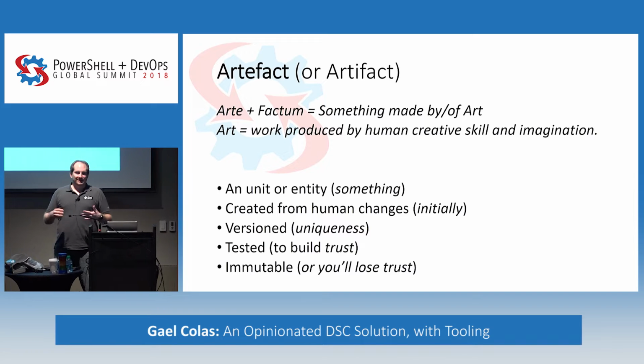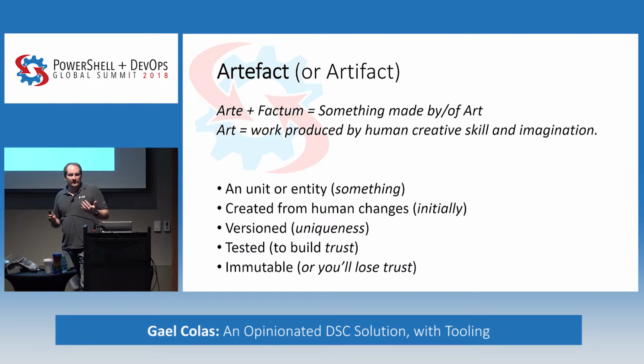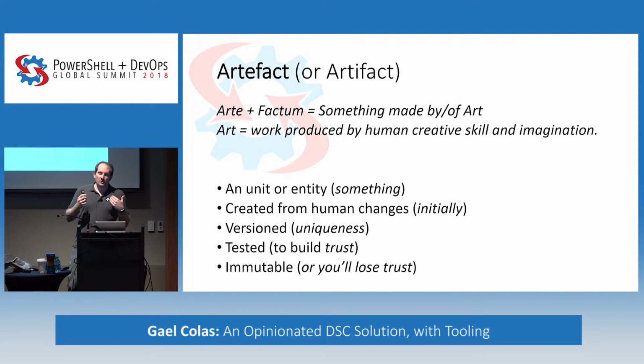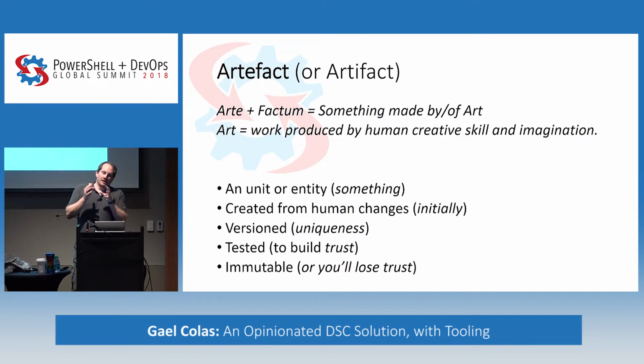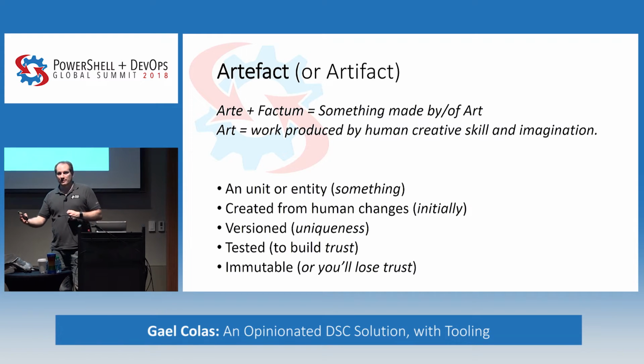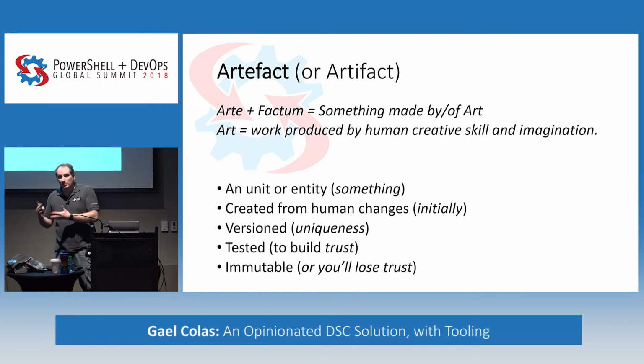It's something made by art. It's beautiful, right? It's a work produced by human creative skills and imagination. The idea is it's a unit or entity. It's something you can manipulate. It's just a representation of something. And then it's created from human change. And it's versioned, so it's unique. It needs to be tested because you want to build trust into those artifacts. And it's immutable because otherwise you're going to lose trust in an artifact.